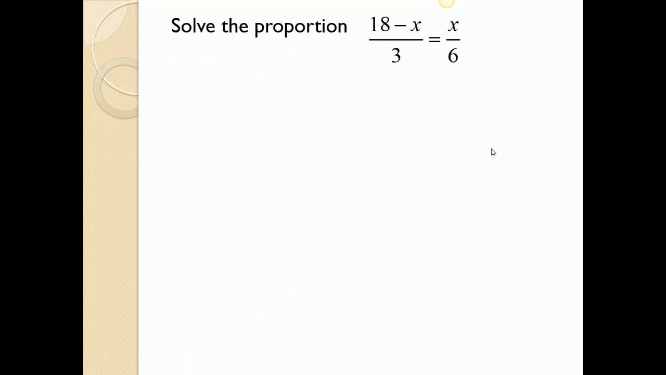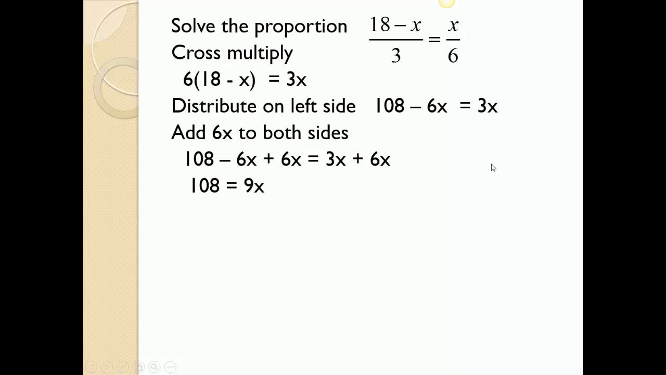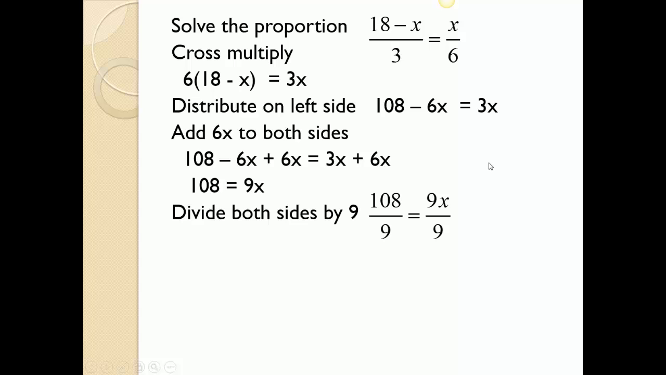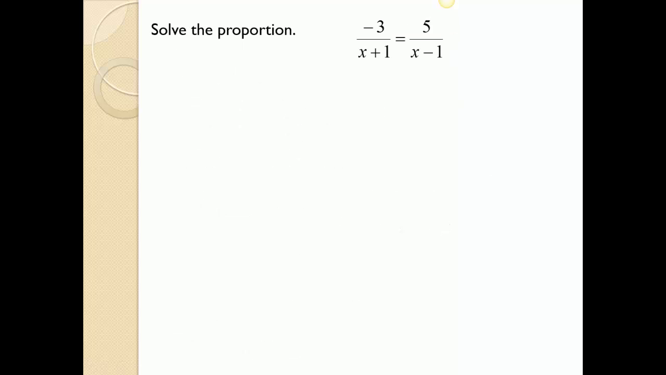This one's got the variable on both sides. We're still going to start out by cross multiplying. And we're going to distribute on the left side here. And then we want to combine the x terms, so we're going to add 6x to both sides. And then we're going to divide by 9. And so we come up with x equals 12. And again, we want to go back and check and make sure that checks. And it does. All right, let's try another one.